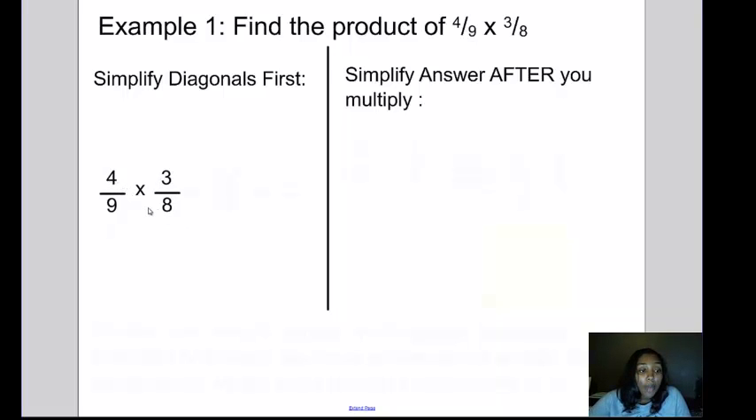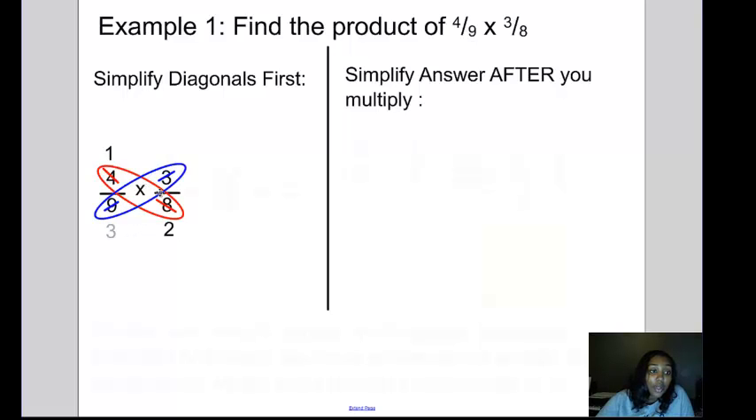So I want to look at my diagonals and see, can the diagonals be simplified? I look at 4 and 8, and they can both be divided by 4. So 4 divided by 4 gives me 1, and 8 divided by 4 gives me 2. Then I look at the other diagonal, and 9 and 3 can both be divided by 3. So 9 divided by 3 gives me 3, and 3 divided by 3 gives me 1.